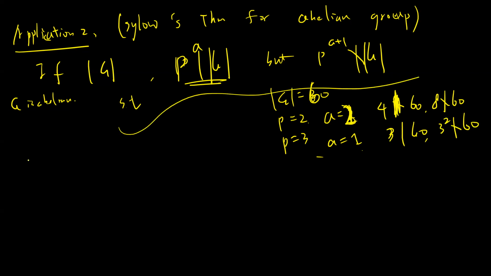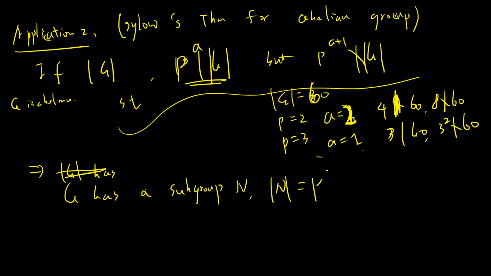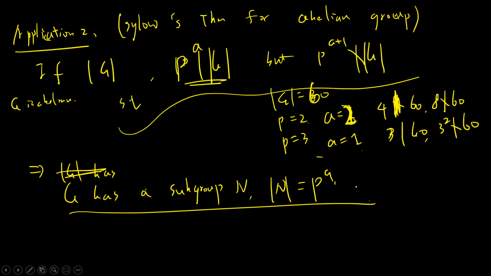If you have this assumption, then G has a subgroup, let's say N, whose order is P to the A. If you know the Sylow theorem, this is basically the assumption. For any group, if it has this property, then you always have a subgroup whose order is the largest prime power. This is the first Sylow theorem, but in this case, we only talk about abelian groups.